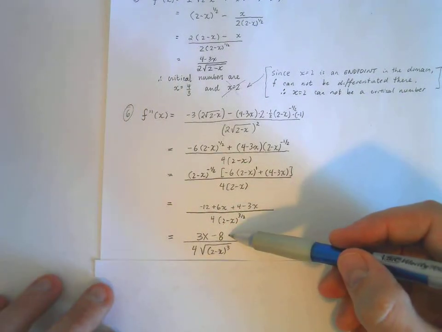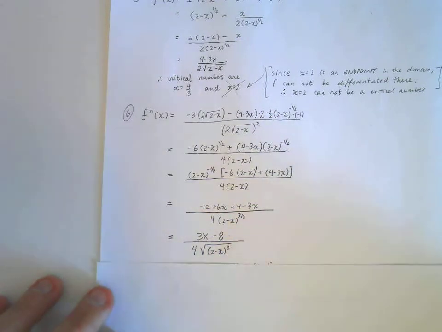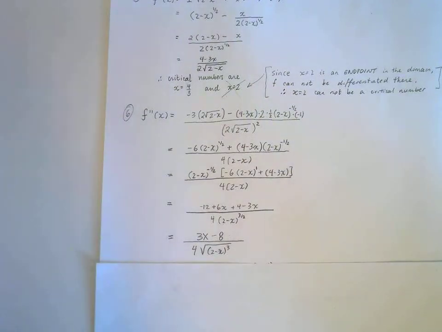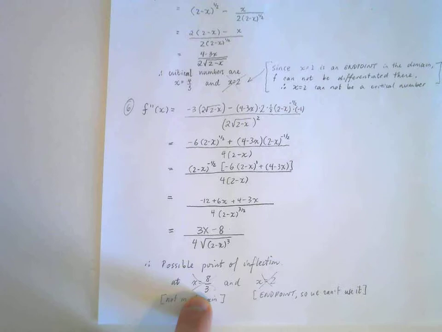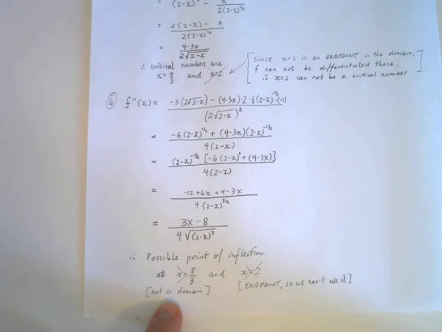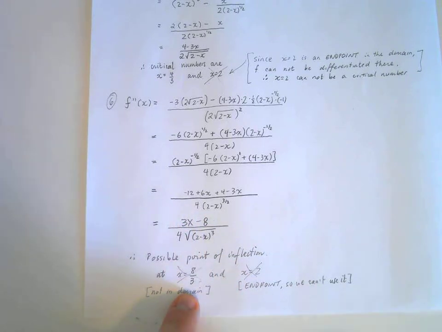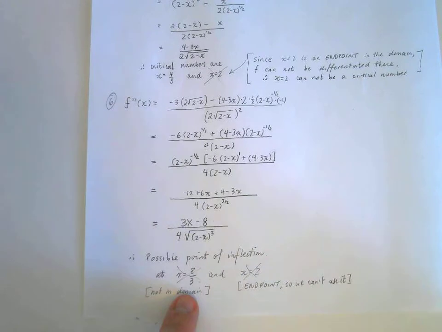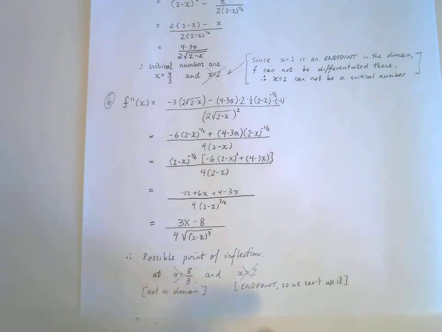Which means now, if I want to find possible points of inflection, I will look at the numerator and see where it's 0. I will look at the denominator and see where it is going to give me some restricted values. Here is another thing we have to be concerned about for this example: yes, I can get a 0 from my numerator, but that number is outside of our domain, because our domain was everything less than or equal to 2. This is greater than 2, which means even though it is a 0 for my second derivative, I don't have to consider it because it's not part of my graph. My graph's only going to be going up to and including 2. And 2 again is an endpoint, so it can't be a point of inflection.